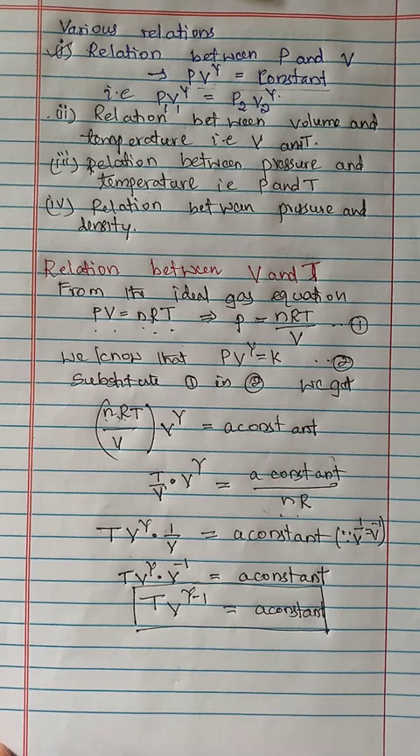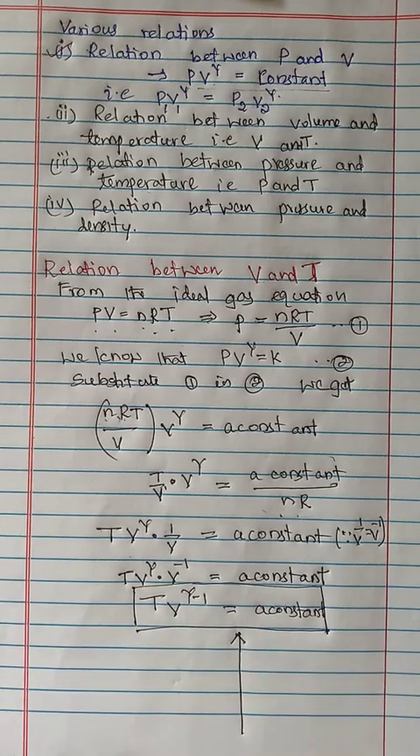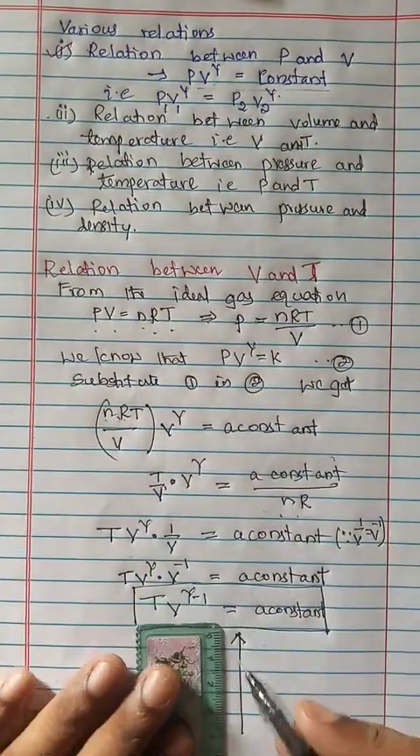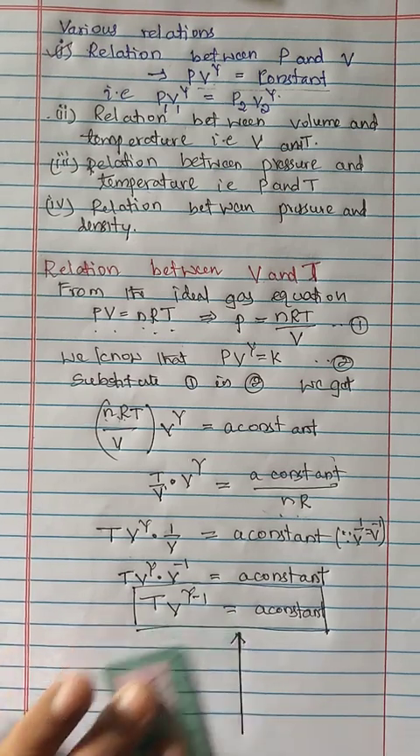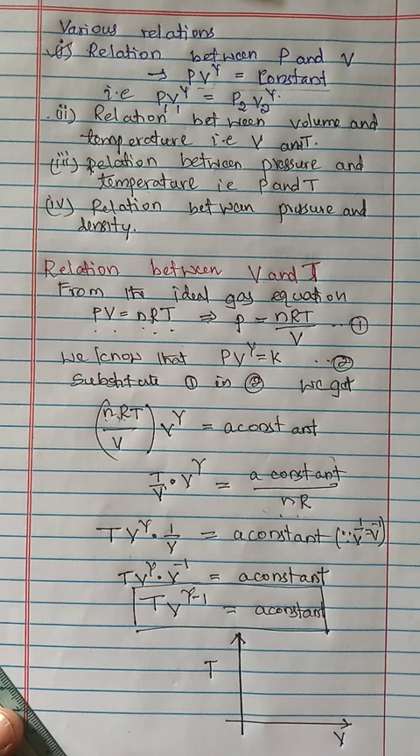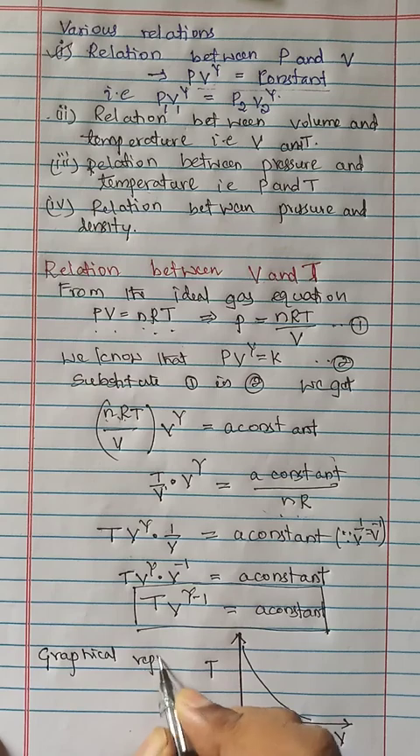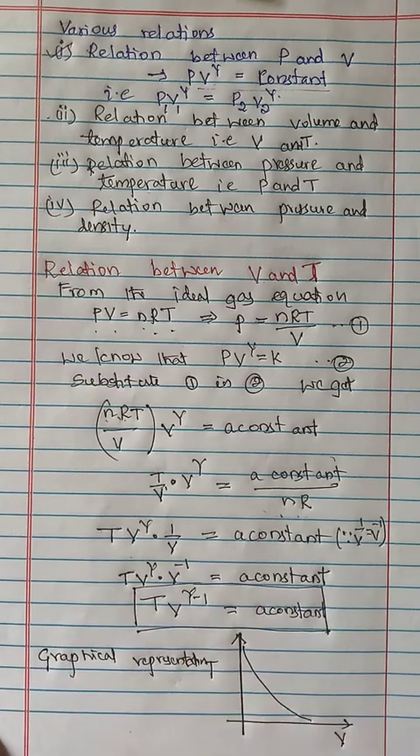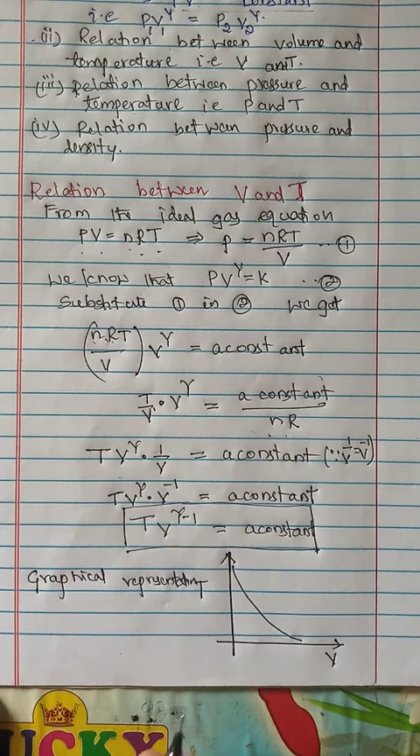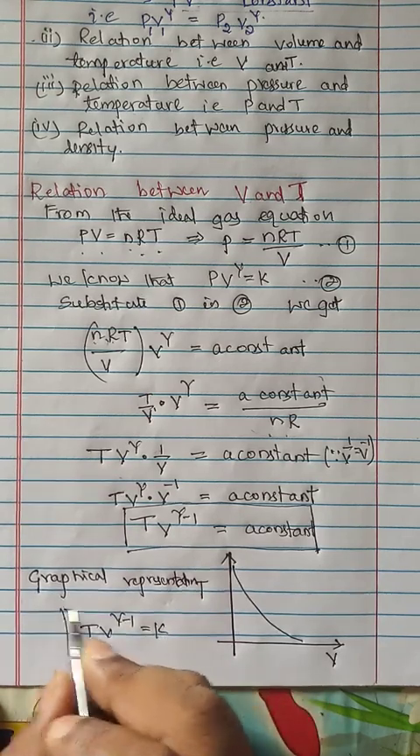If you plot a graph, taking temperature along the y-axis in Cartesian coordinates and volume along the x-axis, then you get a curve like that. This is the graphical representation of the relation between V and T: T V to the power gamma minus 1 is equal to K. One of the very important relations.